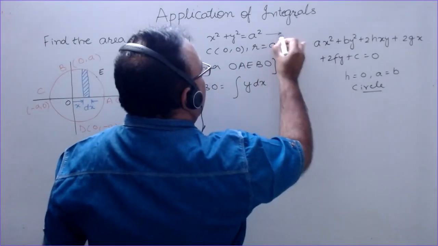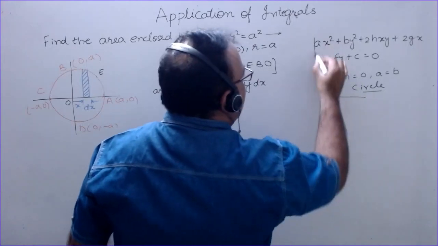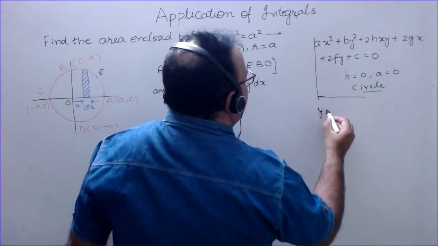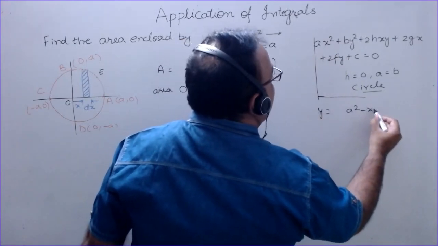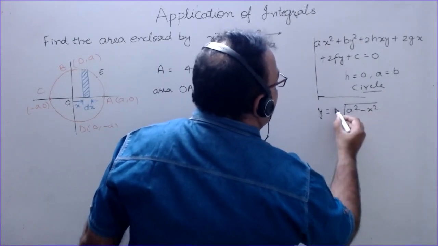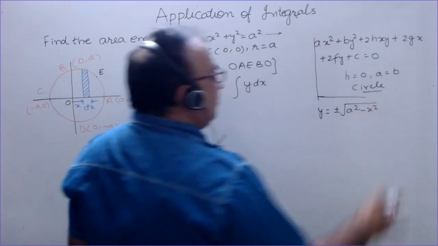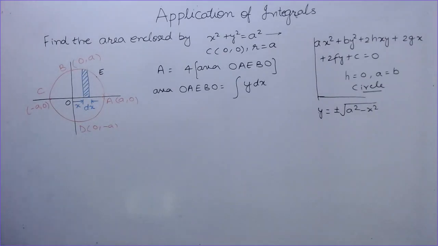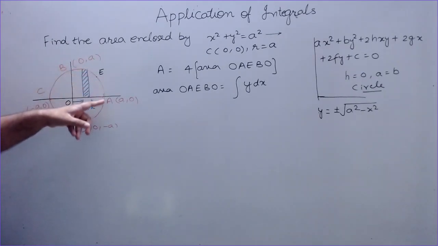From this equation we can write that y is the square root of a square minus x square. Now we have 2 values of y, plus and minus. Which value of y has to be taken? This depends upon the region. Y is positive in this direction and negative in this direction. If you take both plus and minus, you are finding the area of this semicircle.